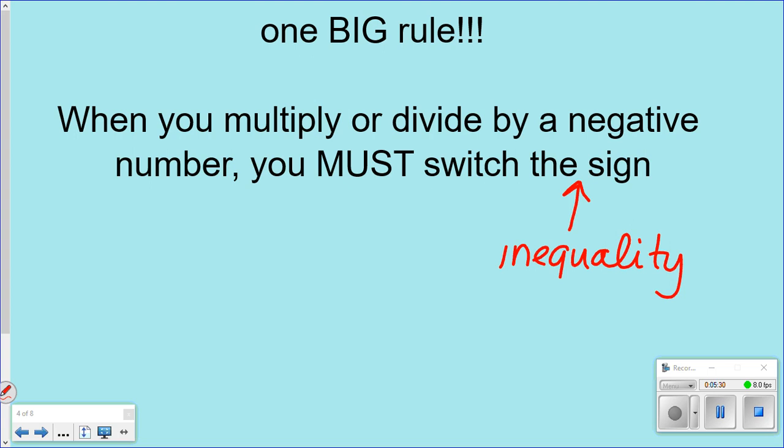Explain what it means and how it works. And don't forget to write the inequality sign, because that's important. Let's switch the inequality sign.